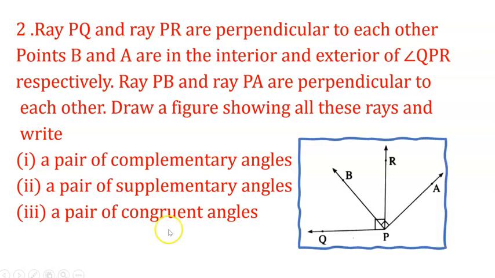Okay. Now see this figure. First, what we have been given: rays PQ and PR are perpendicular to each other. Points B and A are in the interior and the exterior of angle QPR; point B is in the interior, point A is in the exterior. Ray PB and ray PA are perpendicular to each other. Draw a figure showing all these rays. Okay, we have drawn the figure here. Now first, a pair of complementary angles.